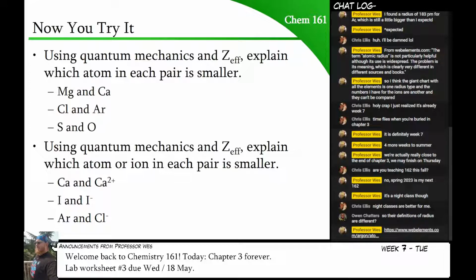All right, what I want you to do is draw out your little charts and use quantum mechanics to explain which atom in each pair is smaller. Specifically smaller for these instances. Go ahead and do that. I'm going to give you 5 minutes to do all of these. I'll just number them. Then we'll go over the answers together in 5 minutes. So, see you in a bit.